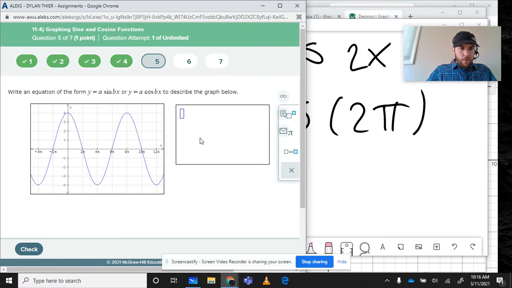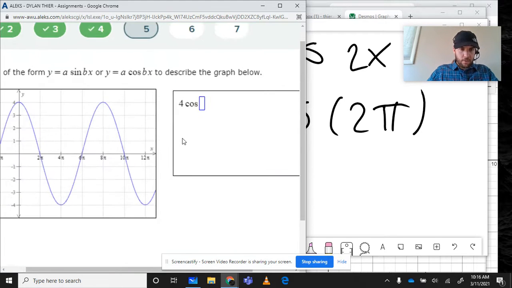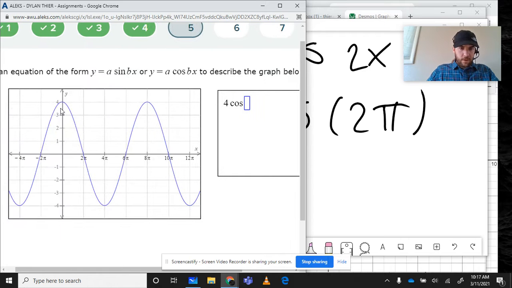Okay, write an equation of the form y equals a sine bx or cosine bx to describe this. So we'll go with cosine, because then we don't have to do any horizontal changes. We can see that the amplitude is 4 on there. We can see that the full period occurs at 8 pi.